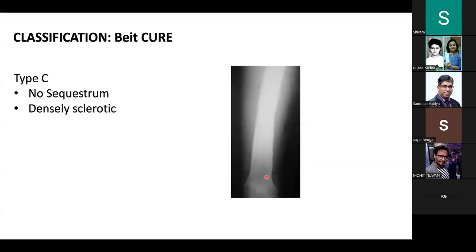And there is a fourth type, that is type C, in which there is no sequestrum, but the canal is highly sclerotic. And in these cases, it is necessary to ream the canal, which we will just see in the management section. So this is the Cierny-Mader classification. Type A is Brodie's abscess. Type B is sequestrum, where type B4 is the one with unstable sequestrum, and type C is sclerotic medullary canal.